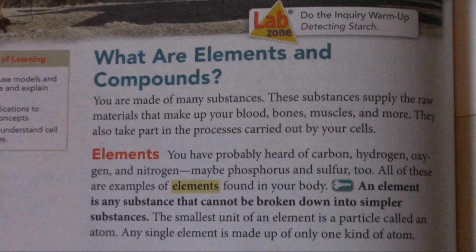An element is any substance that cannot be broken down into simpler substances. The smallest unit of an element is a particle called an atom. Any single element is made up of only one kind of atom.